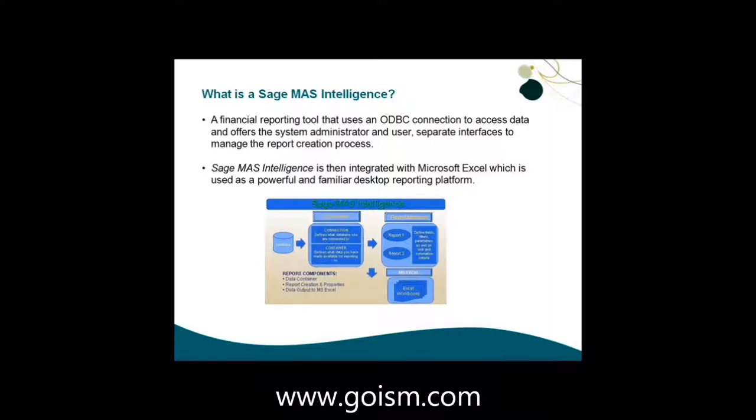On the screenshot in the PowerPoint, you'll see how Sage Mass Intelligence works as far as process and productivity. It starts with the database, which in our case would be our Mass database, our GL. Then it comes through a connector, which has the connection. It defines what database you're connected to, and the container, which defines what data you have made available for reporting on. In simplistic terms, that could be just your GL data. There are other modules that Sage Mass Intelligence will allow us to pull data from as well, and we'll take a look at that a little later. The report components are the data container, the report creation and properties, and then the data output to Microsoft Excel, which is a cache.